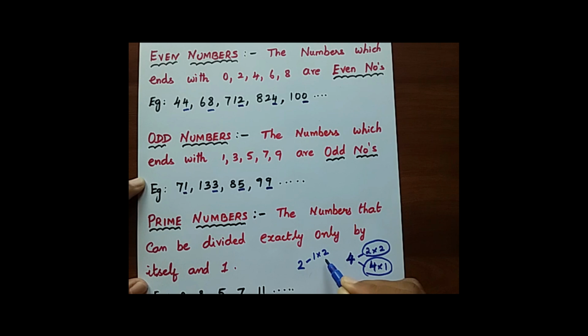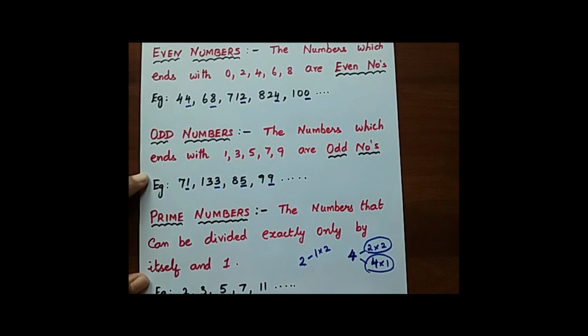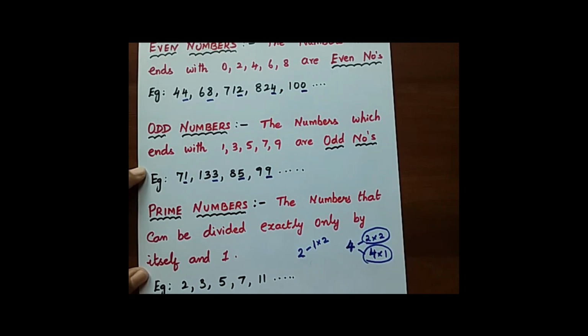1 into 2, again 2 into 1. So such type of numbers which can be divided exactly only by itself and by 1. Only by itself means here, for 2, the same number 2 comes here as a factor. Such type of numbers we call prime numbers. So I have taken some of the prime numbers here: 2, 3, 5, 7, 11, and it goes on.